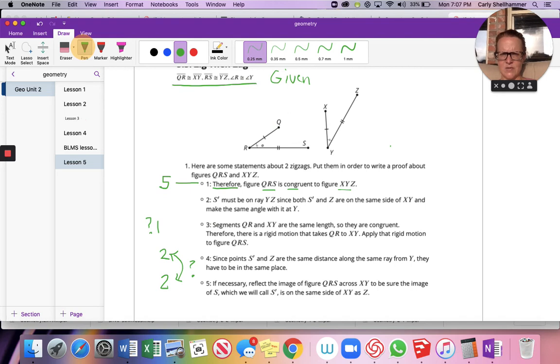It says segments QR and XY are the same length, so they are congruent. Therefore, there is a rigid motion that takes QR to XY. Apply that rigid motion to figure QRS. So we are going to translate and then rotate. And we would get Q prime, R prime, S prime. I'm writing it right next to it so I can see it. Okay? So this one is definitely number 1.